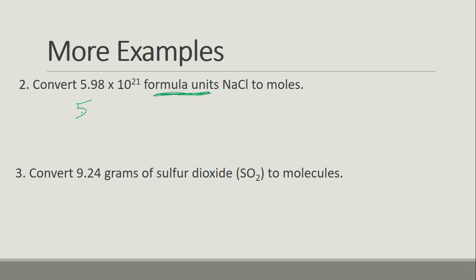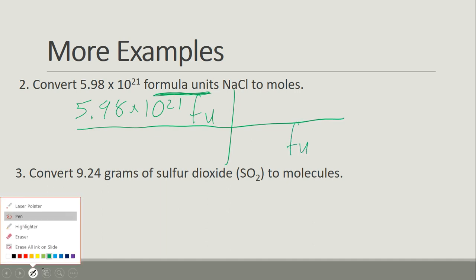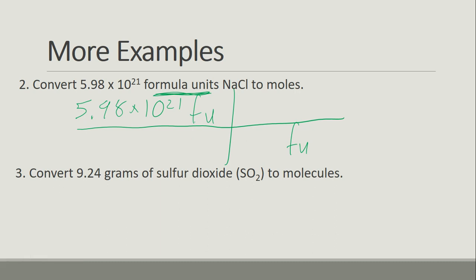All right, so here is an example if we're looking at formula units of NaCl. So we have 5.98 times 10 to the 21 formula units of NaCl, and we need to go from formula units to moles. We know that the relationship of formula units to moles is that for every 1 mole, there are 6.02 times 10 to the 23rd formula units. All right, that's sort of the definition of a mole. So that gets rid of the formula units, and we have moles.